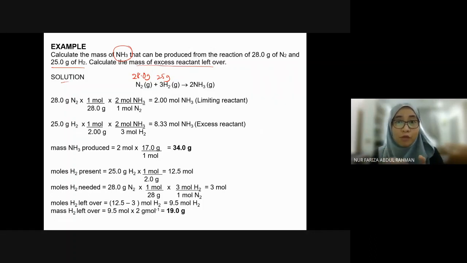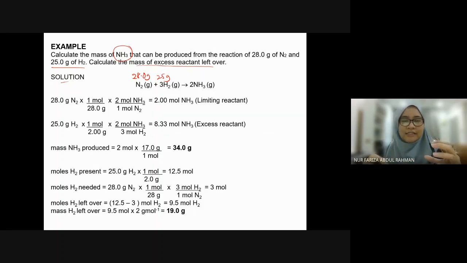leftover. Before we could calculate for the leftover, we should know how much of the excess reactant is being used for the reaction. Okay? Excess reactant tu dia masih ada lagi at the end of the reaction, but it is still needed for the reaction to take place. Dia masih diperlukan untuk reaction tu. So we need to know how much is used, okay, in the reaction, so that later we can just simply minus. Okay, original maksudnya at the beginning we have this much of excess reactant.